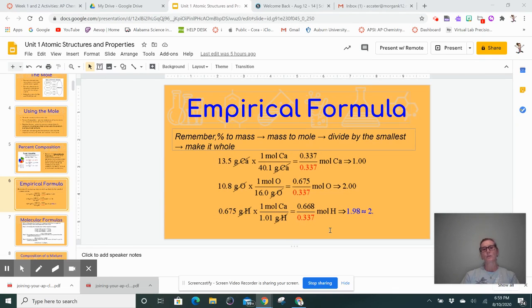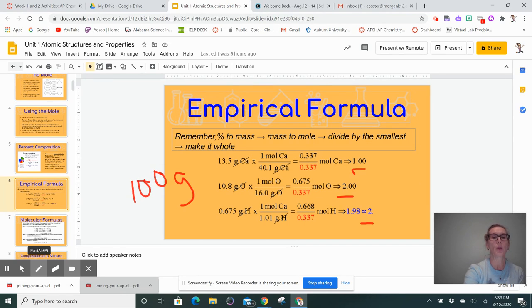I take all 3 of those mole numbers and I divide them by the smallest number of moles, which is 3.37. Okay, so we left off talking about empirical formulas, how to get the smallest whole number ratio. We said we divide the mole amount of each element by the smallest molar amount, and that gives us our whole number ratio here. Remember that we always assume, if they don't tell us the total number of grams, that it's 100, and that's how we can get this.